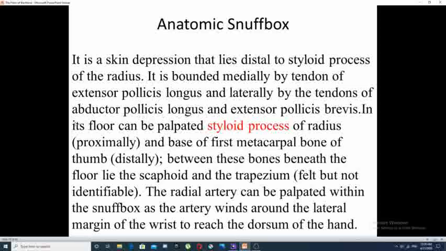In its floor, we can palpate the styloid process of the radius and also the base of the first metacarpal bone of the thumb. Between these bones, beneath the floor, lie the scaphoid and trapezium. And also the radial artery can be palpated within the anatomical snuff box, as this artery winds around the lateral margin of the wrist joint to reach the dorsum of the hand.